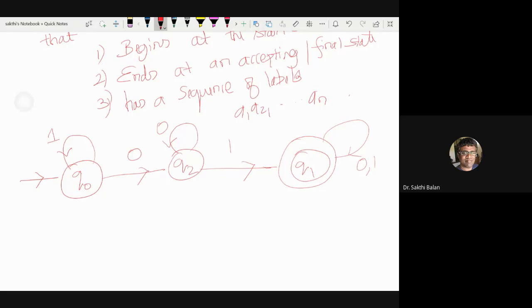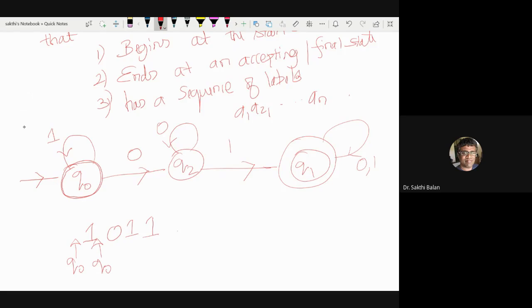Now can we say that one string is accepted? Let us take one very simple string first of all: 1 0 1 1. Let us take this string and see whether this is accepted or not. So let's start with Q0. So it is in Q0 now. With Q0, it is reading a 1. So it is starting with Q0, and after reading a 1, it will remain in Q0 itself.